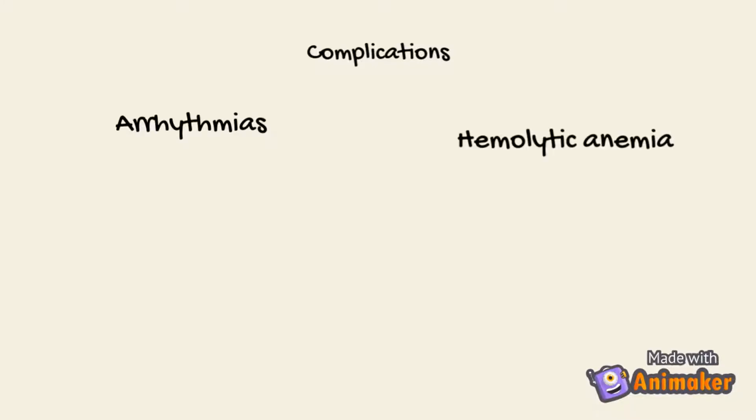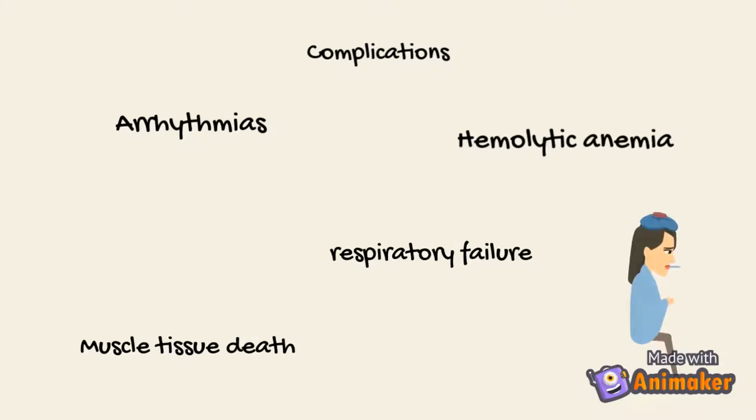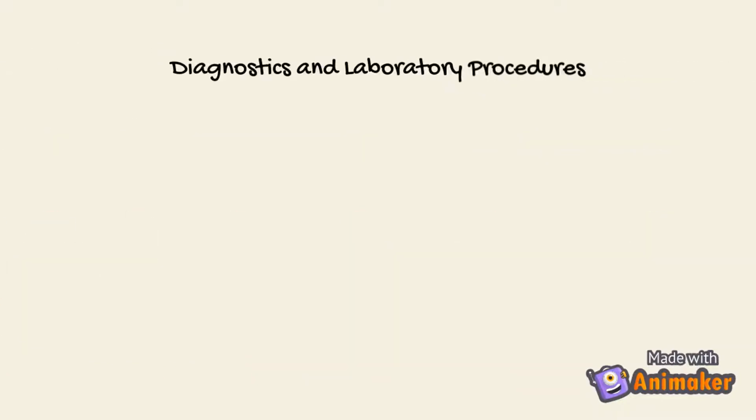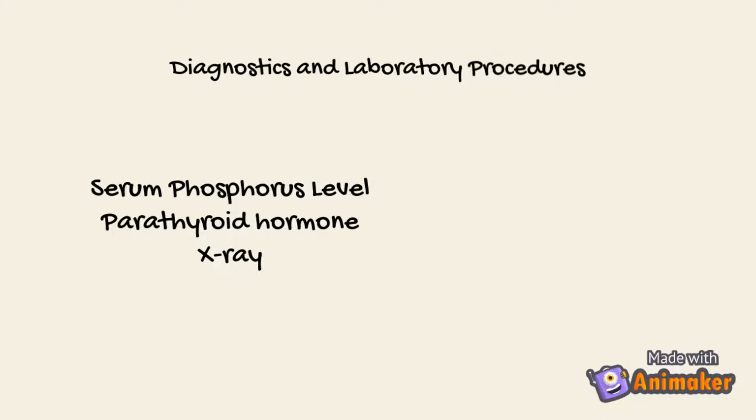The complications may include arrhythmias, hemolytic anemia or the premature destruction of RBCs, respiratory failure, and muscle tissue death. The diagnostics and laboratory procedures are the following: serum phosphorus level, PTH, and X-ray.